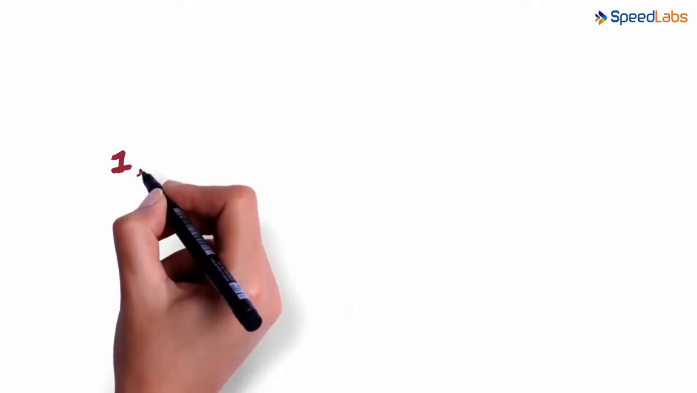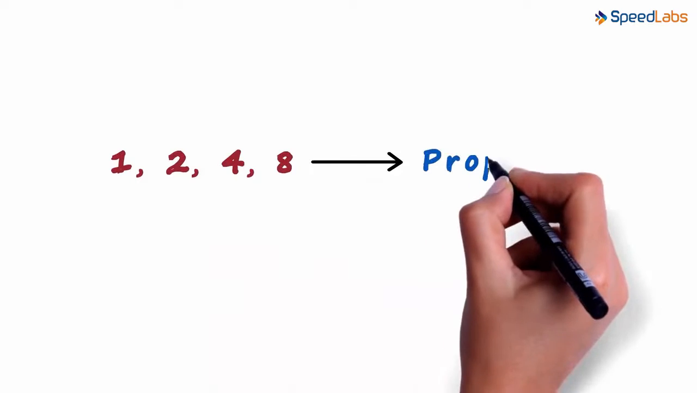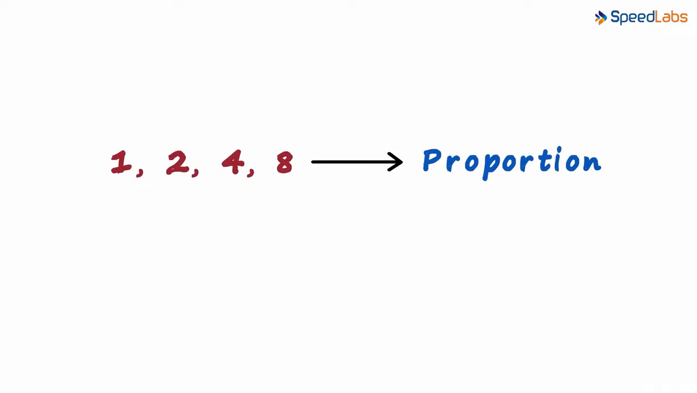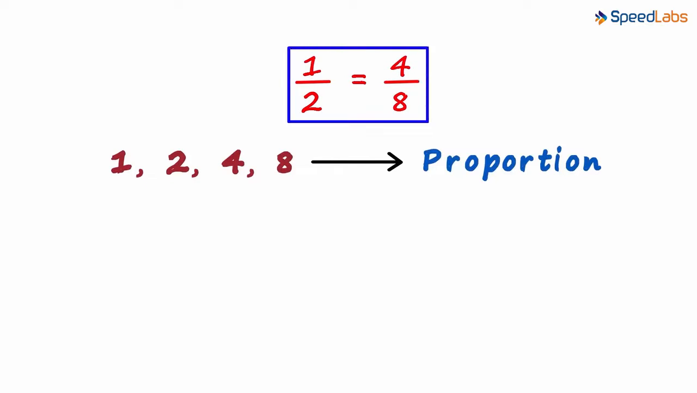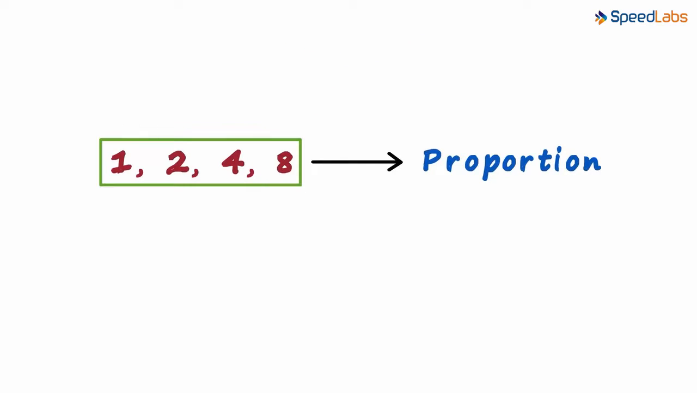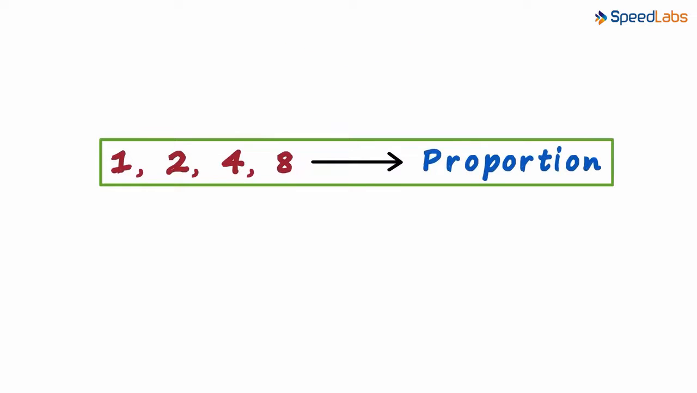Let's learn an interesting concept. We know that 1, 2, 4 and 8 are in proportion. They are in proportion because 1 over 2 is equal to 4 over 8. Two equal ratios imply that the 4 terms are in proportion. So there are 4 terms here, 4 terms in proportion.